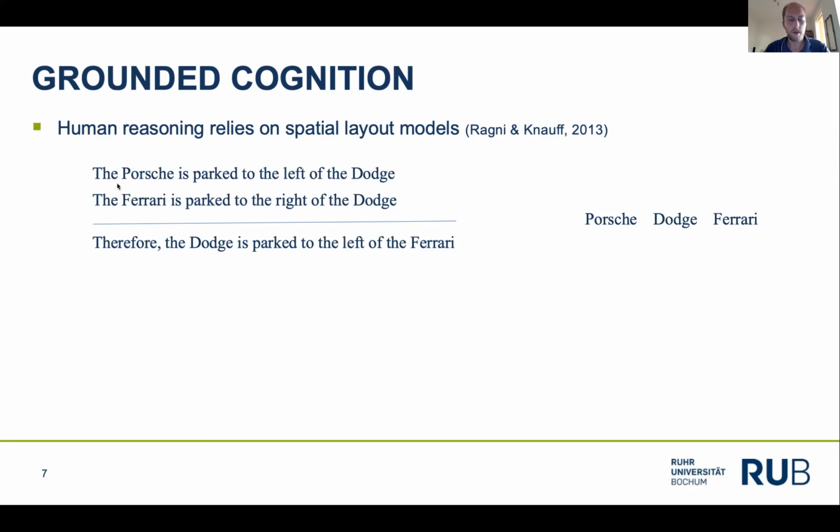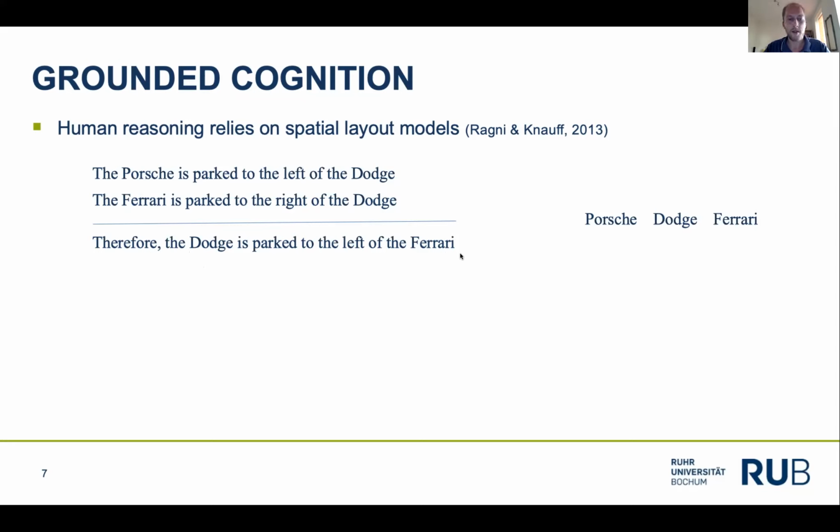So in this example, the premises might be the Porsche is parked to the left of the Dodge, and the Ferrari is parked to the right of the Dodge. Then participants were asked to verify whether it's true that therefore the Dodge is parked to the left of the Ferrari.